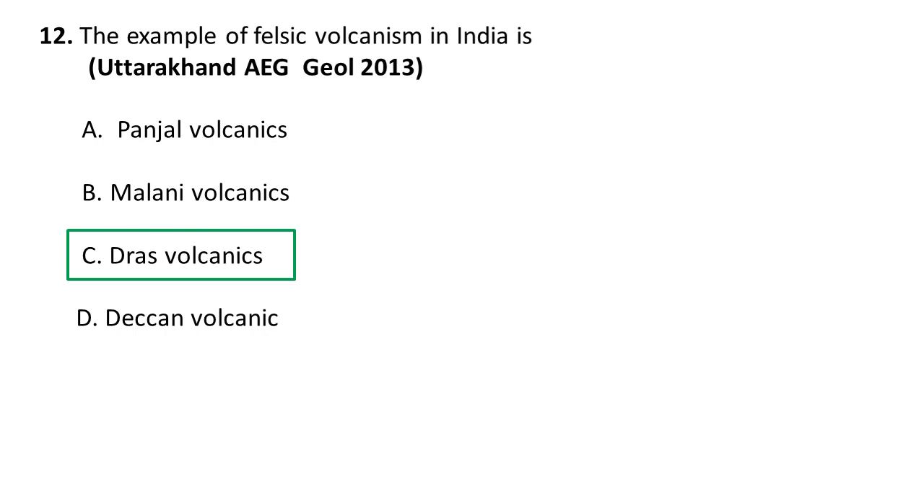And the Dras volcanics is a belt of volcanic rocks and volcaniclastic turbidites that are basaltic and andesitic in composition. It is located between the Ladakh batholith and the Indian Lamayuru complex and is a part of the Dras Nindam terrane. So the example of felsic volcanism in India is the Dras volcanics. C is the correct option.